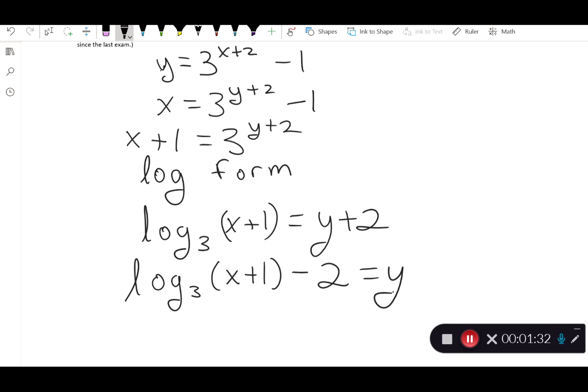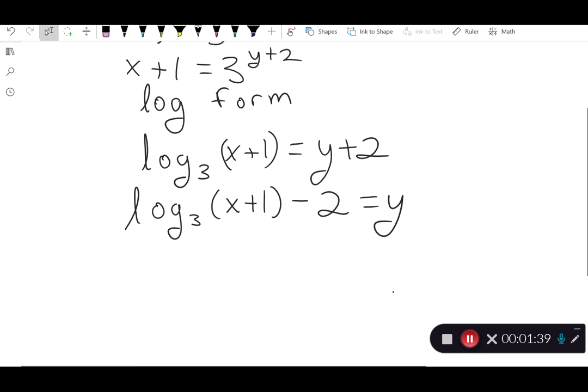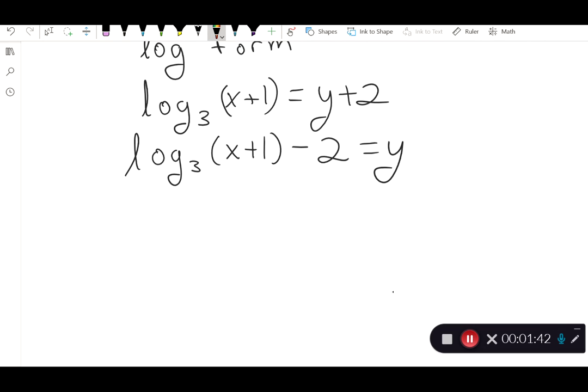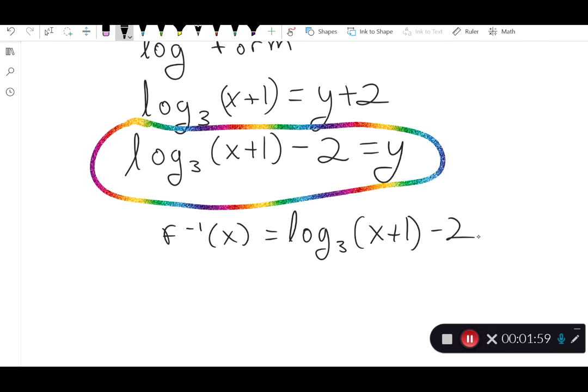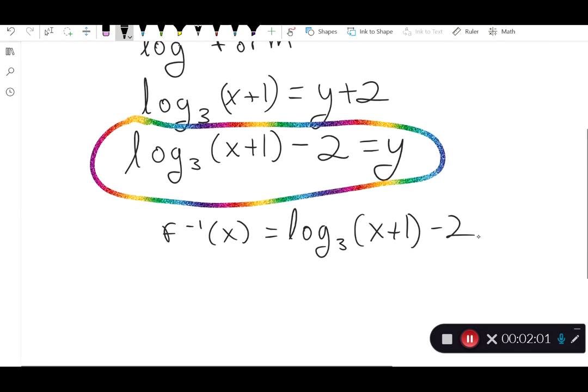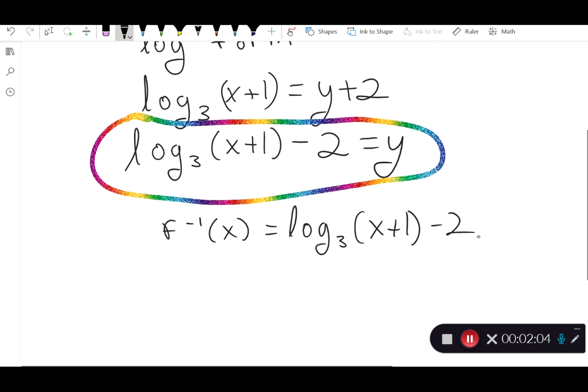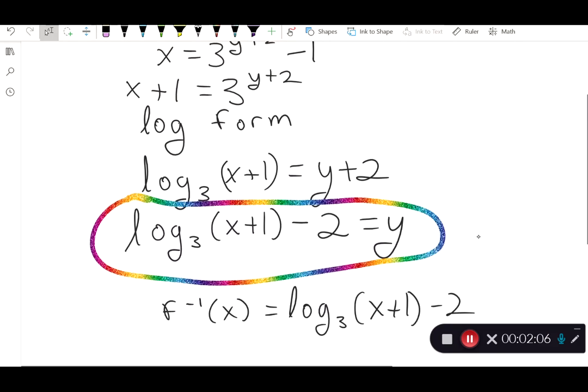Now this is a one-to-one function. We don't need to worry about restricting any domains. Everything is okay here. So this is our final answer. I will circle it. Or, of course, we could also write it as f inverse of x equals log base 3 of x plus 1 minus 2. Now, we are done, but I'm going to do this in a different way so that you can see another way to do it.